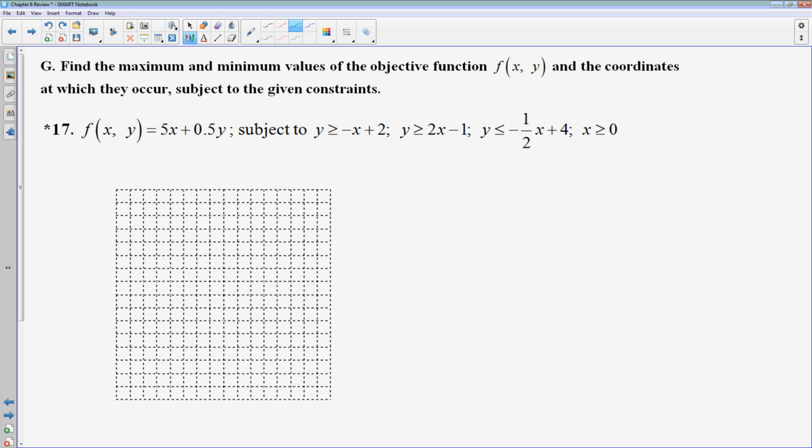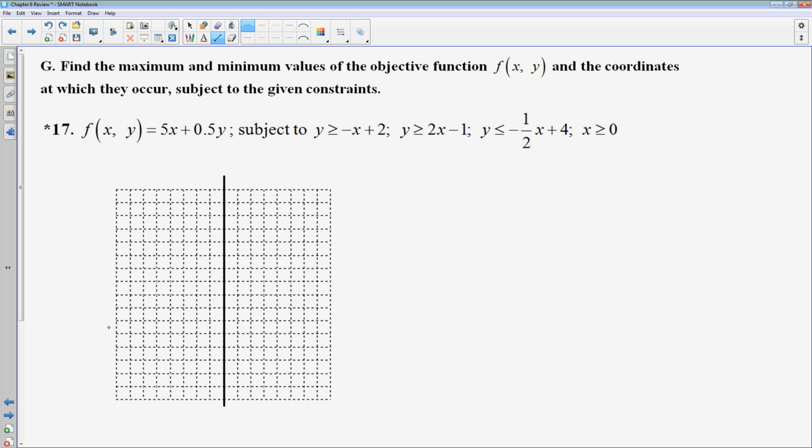Let's try 17. Same thing. All the lines are in slope-intercept form. That's nice. I have a y-intercept of 2, a y-intercept of negative 1, and a y-intercept of 4. So let's see, I'll put my y-axis. I'm not limited to the first quadrant here. I never said that my y-coordinates are positive, so I guess I'll put my y-axis in the middle.